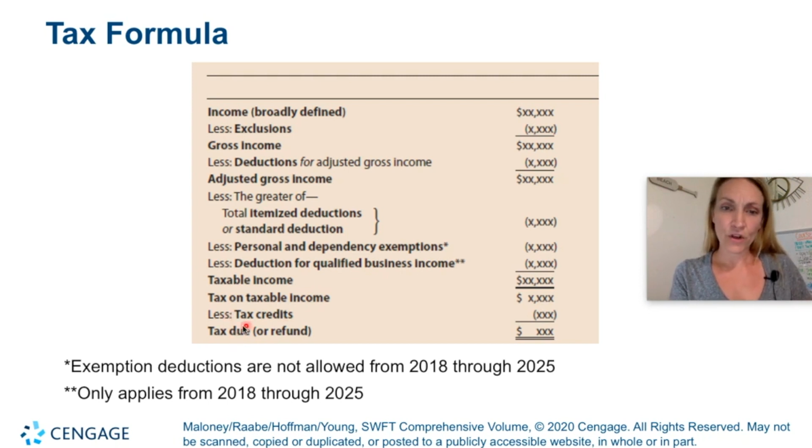And they didn't show here, this would also include less any estimated taxes that have been withheld from a W-2 or that were paid quarterly because you knew you were getting paid without taxes being withheld.